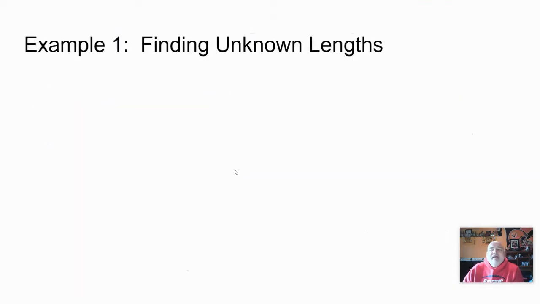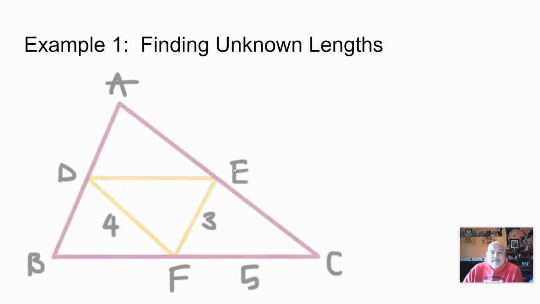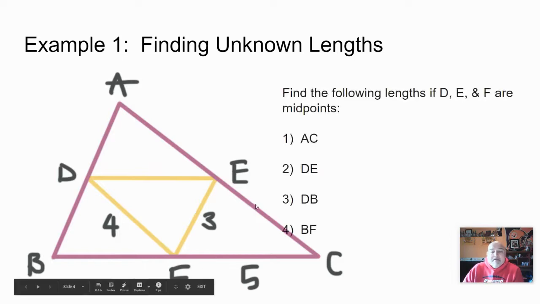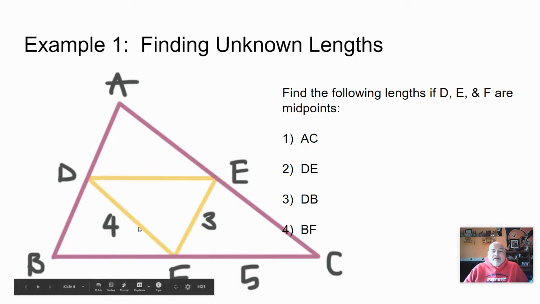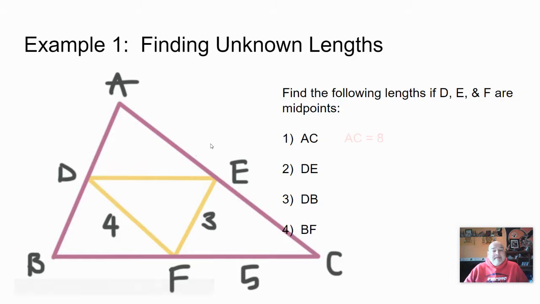So our first example, we'd like you to be able to find the unknown lengths. So take a look at our triangle. D, E, and F are the midpoints. Now, my advice, I'd probably start marking this thing up. Okay? Find the following lengths if D, E, and F are the midpoints. The first length, AC. Well, DF is the midsegment associated with AC. DF is half of AC, so if DF is 4, AC is 8.